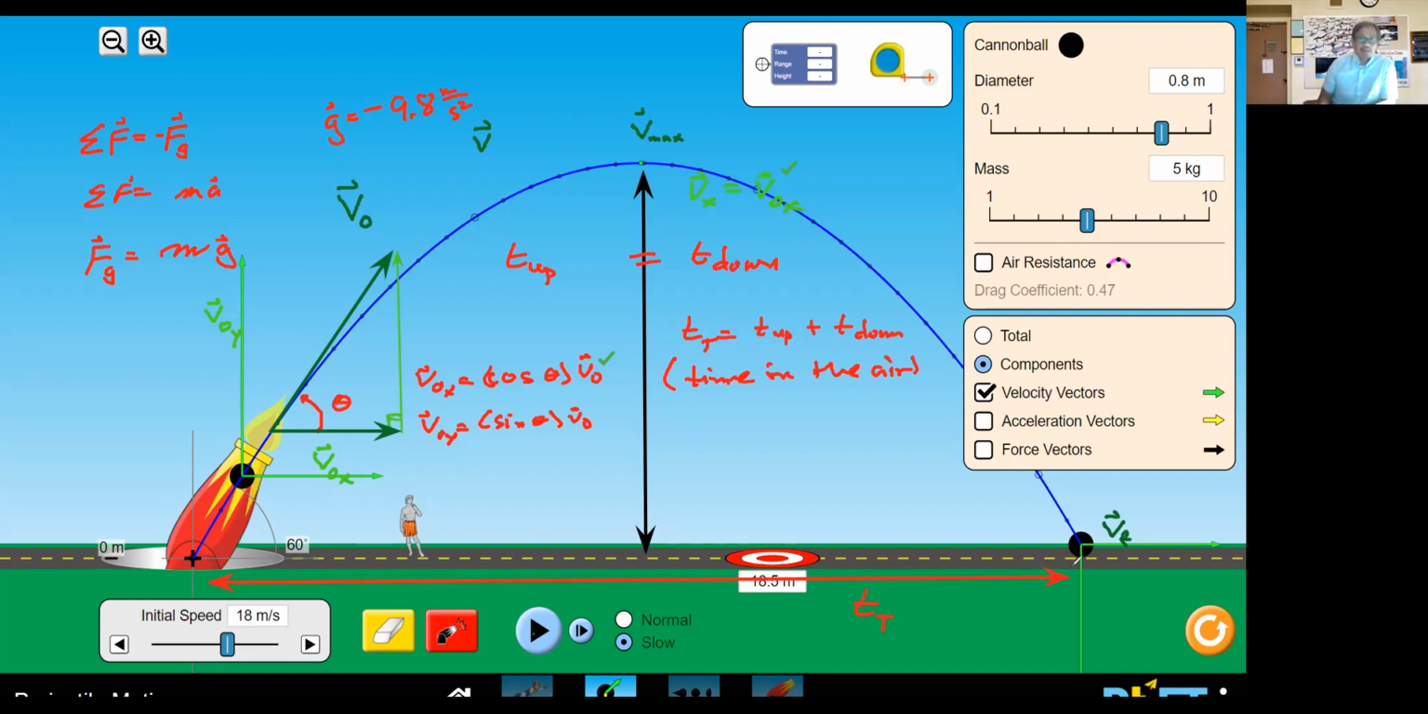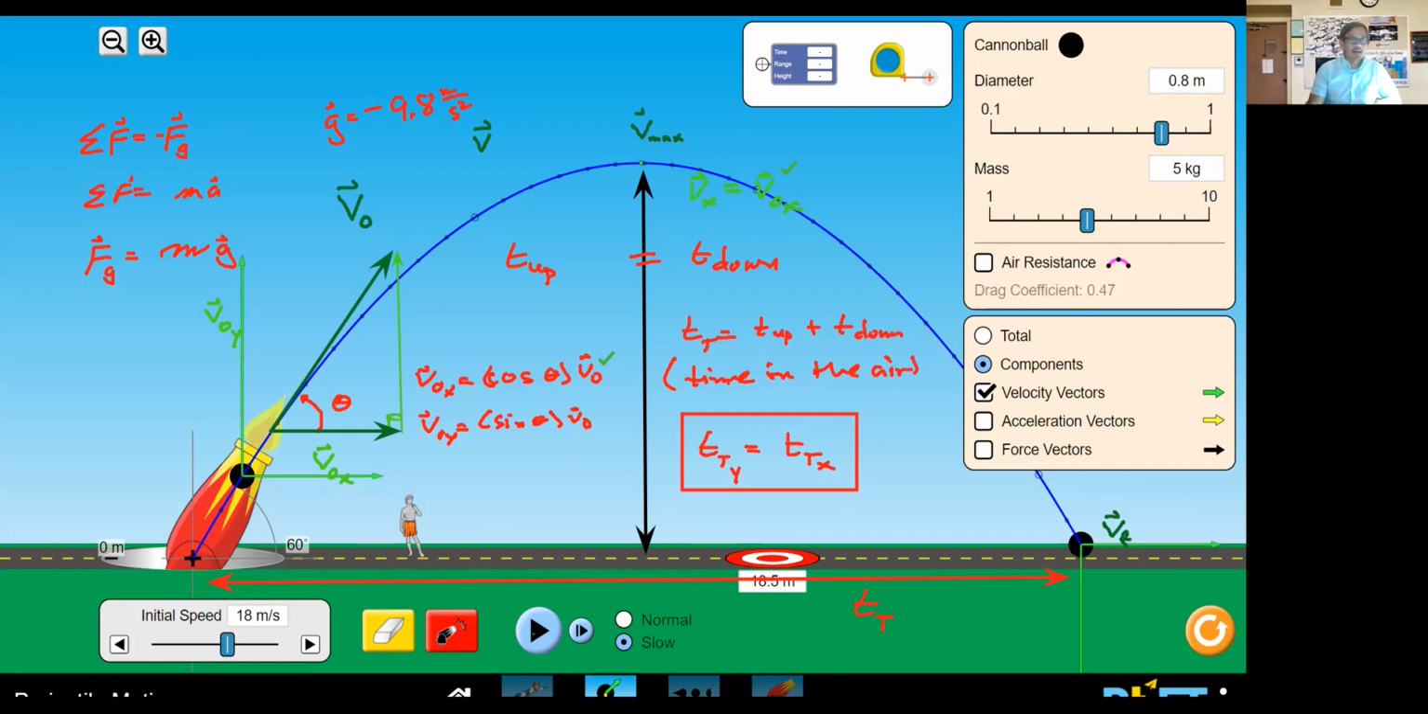And the way we say it then is that the total time along the Y direction, the vertical, is equal to the total time along the X direction. And that is the only thing that the motion on the X and motion on the Y have in common in this. Everything else is going to be different. All right.